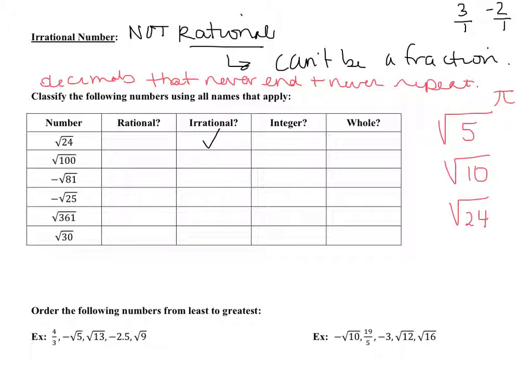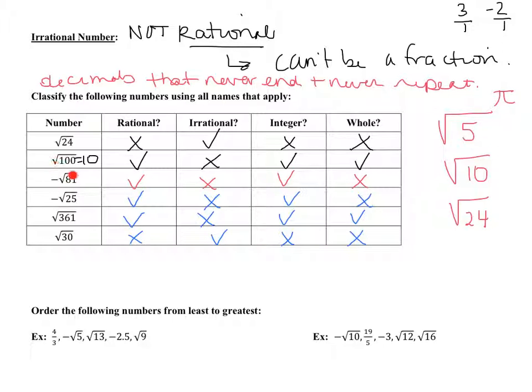As soon as it's irrational, it can't be rational, and then it can't be an integer, and it can't be a whole. The square root of 100, well, I know the square root of 100, that's 10. And 10's a whole number, which means it's also an integer, and it's also rational. And if something's rational, it can't be irrational. Complete the rest of this chart, pause the video, press play when you're ready to check your answers. Remember to use all names that apply.